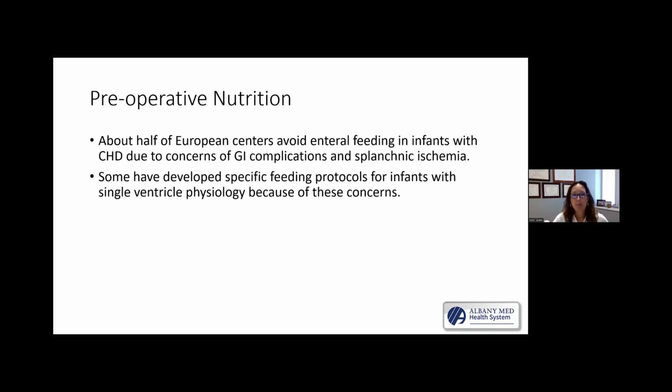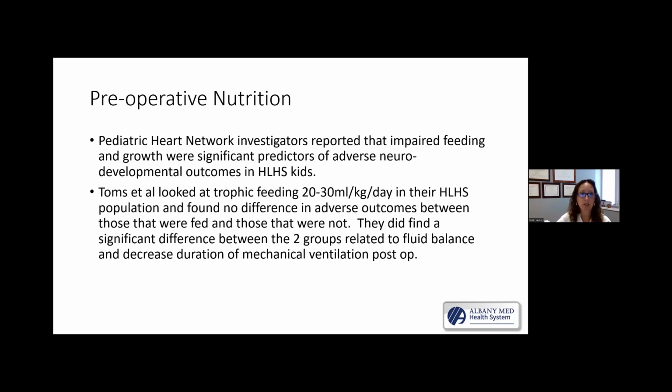So about half of the European centers avoid enteral feeding in infants with congenital heart disease due to concerns of potential GI complications and splanchnic ischemia, especially with regard to single ventricle physiology like hypoplastic left heart. Something called necrotizing enterocolitis is a big concern for these infants in terms of providing enteral nutrition. So some centers have developed specific feeding protocols for these infants due to these concerns.